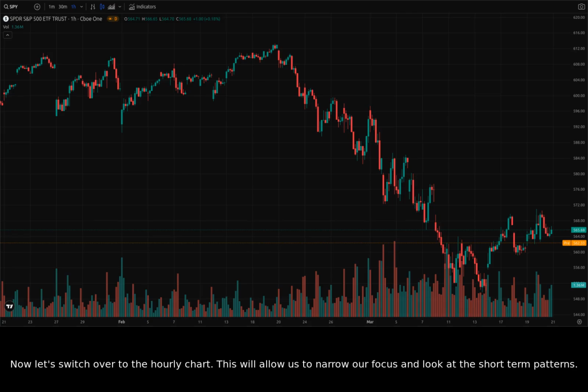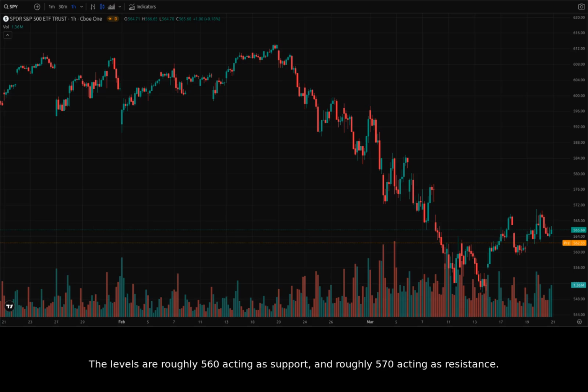Now let's switch over to the hourly chart. This will allow us to narrow our focus and look at the short-term patterns. On the hourly chart, you can see more clearly some of the support and resistance levels from the daily chart. The levels are roughly 560 acting as support and roughly 570 acting as resistance. This shows some short-term volatility on both sides.